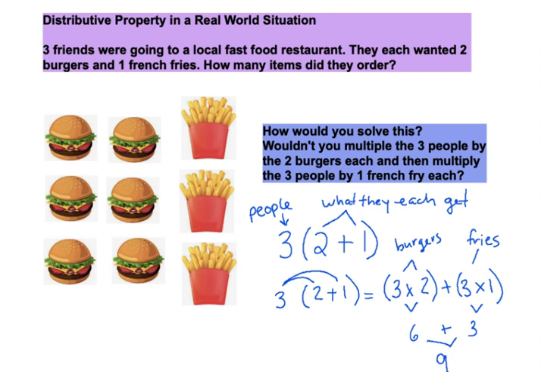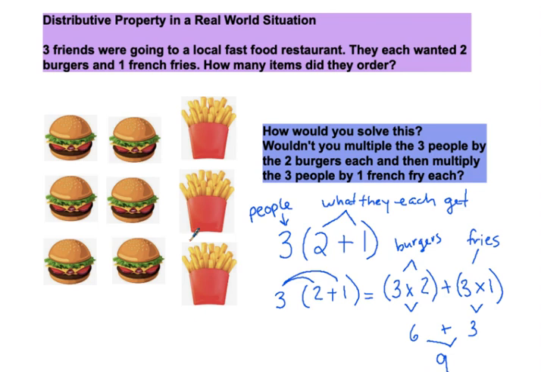Wouldn't you multiply the 3 people by the 2 burgers and then multiply the 3 people by the 1 french fry? So they would be doing 3 people, and then here in the parentheses we have the 2 burgers plus the 1 fry, which is what they each ordered. And there we could figure out, okay, 3 times the 2 would give us 6 burgers, and the 3 times the 1 french fry would give us the 3 french fries in total that were ordered for those 3 friends. And then we get 9 items that were ordered. So it might be helpful for students to see a real world situation where they can tie in how the distributive property works.